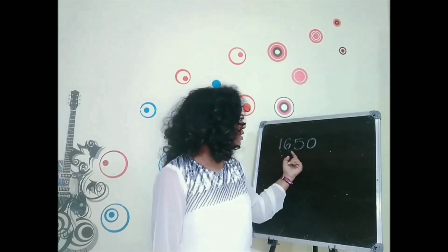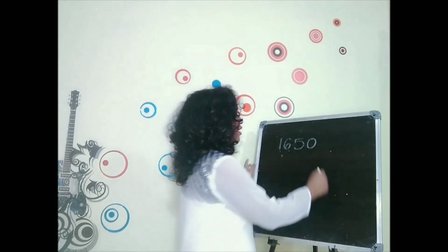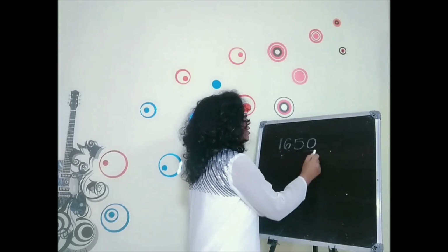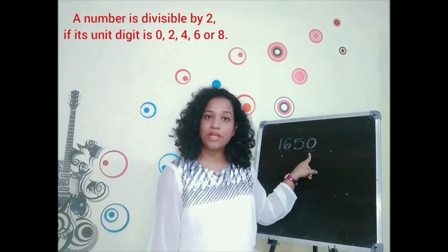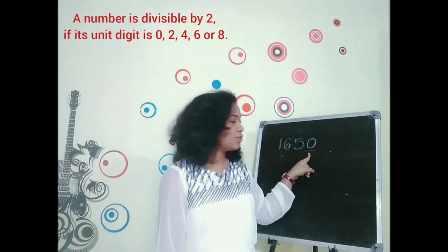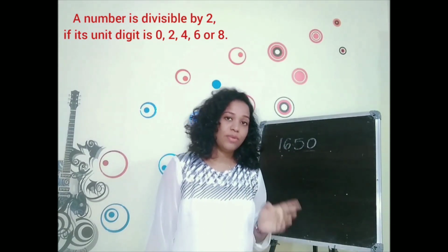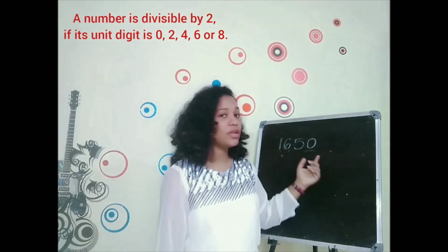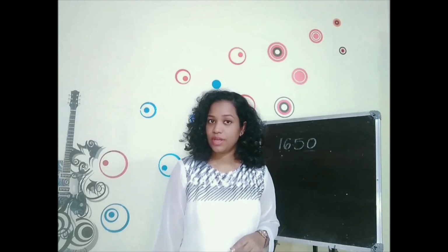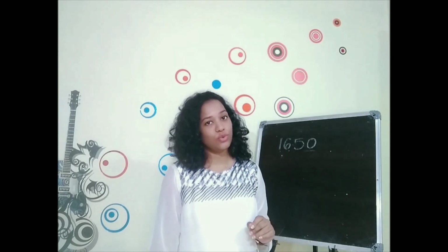Here, I have written one number on the board. 1650. Is this number divisible by 2? Yes, it is divisible by 2. Because, yes, here you can see the ones place digit is 0. So if the ones place digit is any even number or 0, the whole number is divisible by 2. This is the divisibility rule of 2 and you have already learned that.